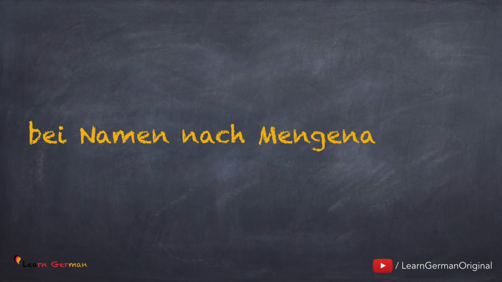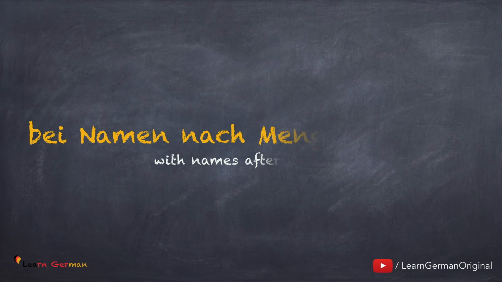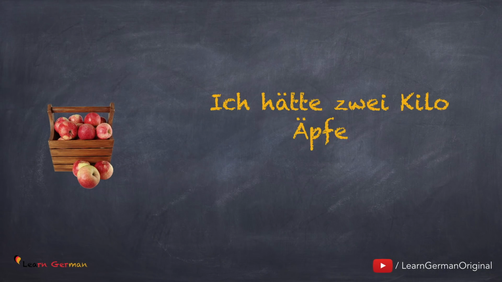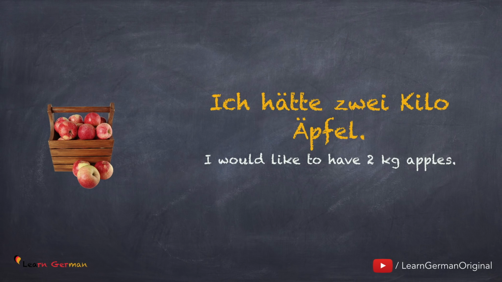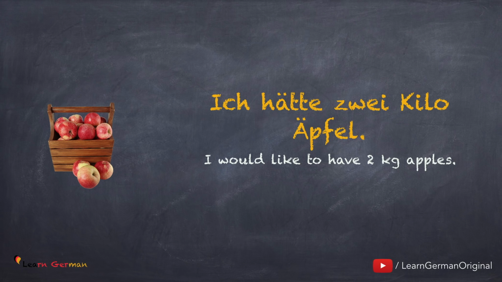Let's see the next category. Bei Namen nach Mengenangaben. And here's an example. Ich hätte 2 Kilo Äpfel. In this case, the Mengenangabe is Kilo, and Kilo has the article das. But since we are talking about Mengenangabe, we don't use an article here.